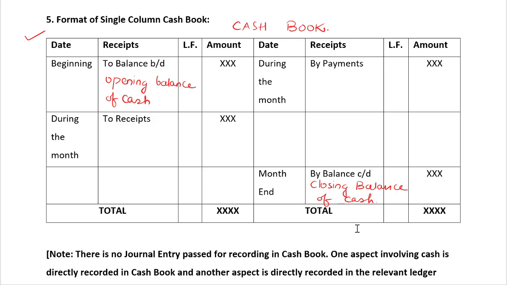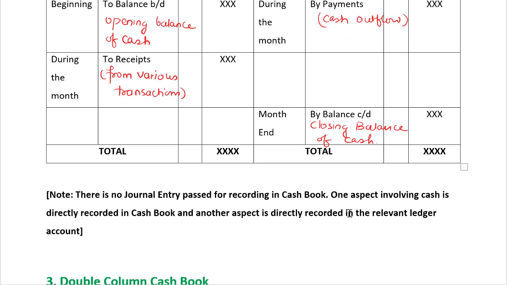This is cash receipts from various transactions. We had already seen the transactions. Sale of fixed assets, sale of inventory, etc. And payments made basically. So this is cash outflow. I believe you understood this.